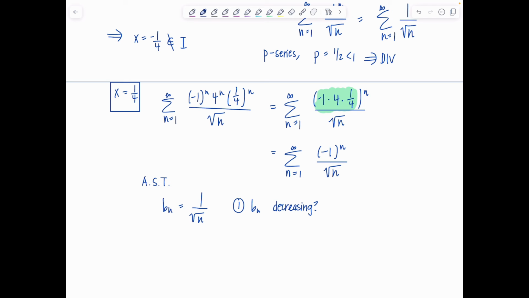I don't need to take a derivative. I can just say B_(n+1) is 1 over root n plus 1, which is for sure less than 1 over root n. So that's satisfied.